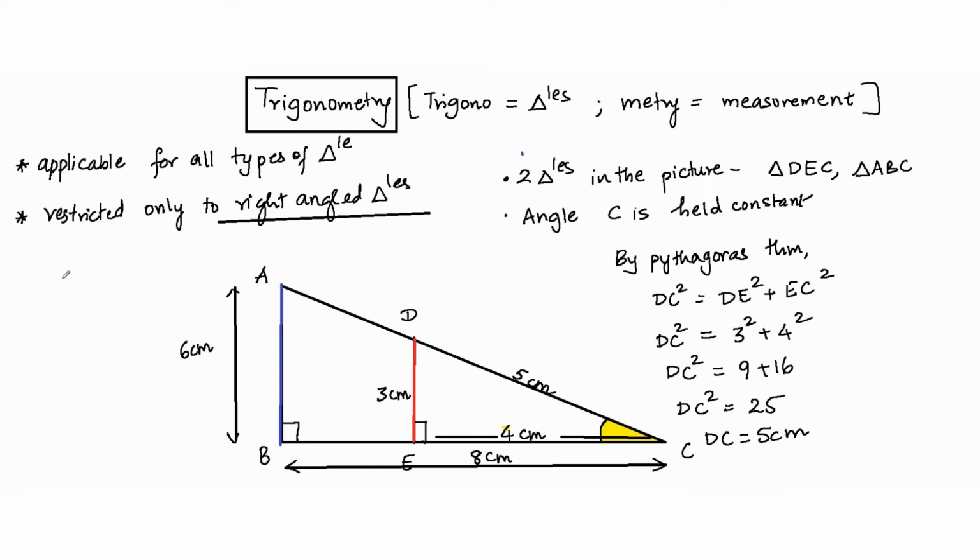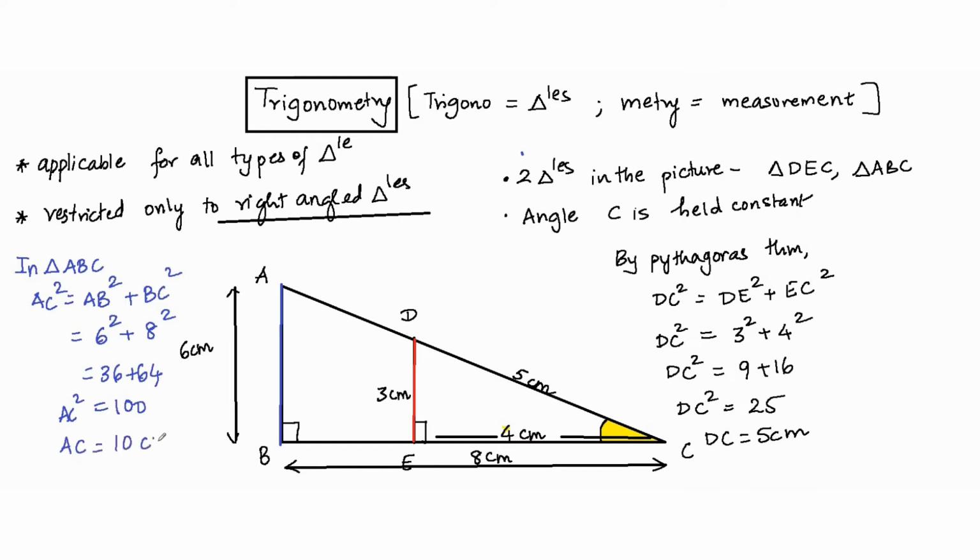I can again use Pythagoras Theorem. So I can say in triangle ABC, I have AC square is equal to AB square plus BC square. AB square is 6 square and BC square is 8 square. So that's going to be 36 plus 64, which is 100. And therefore I can say that AC is square root of 100, which is 10 centimeters. That means this hypotenuse is now 10 centimeters.